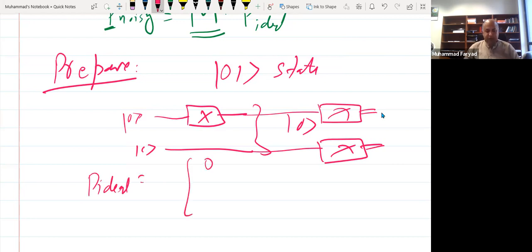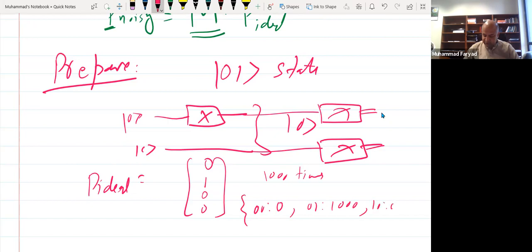So 0 probability of getting the 0 0 state, and 1 probability of getting the 0 1 state, and 0 probability of getting any other state. And if I make my measurement 1,000 times, I should get 0 0 with 0 probability, 0 times, and 0 1 I should get 1,000 times, and 1 0 0 times, and 1 1 0 times.